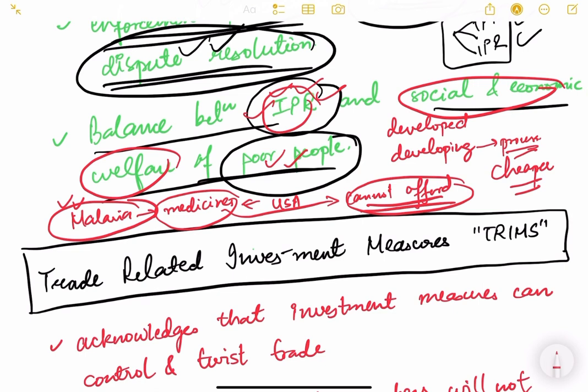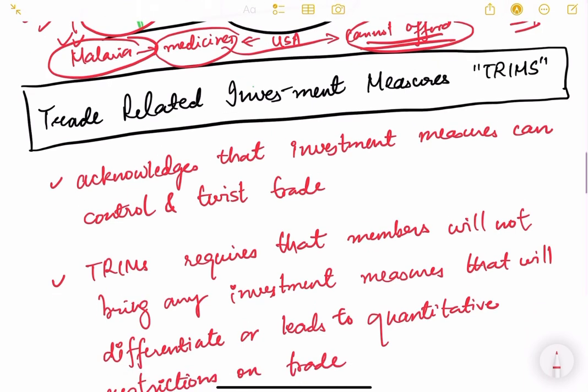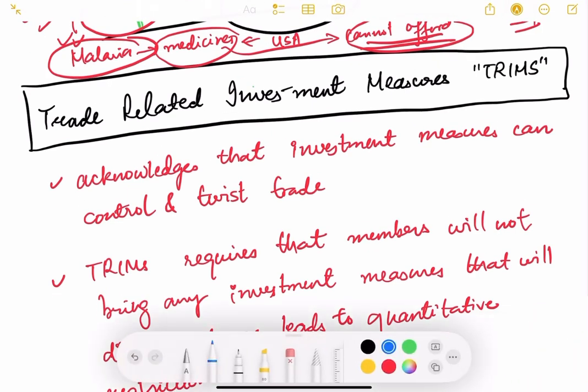So this is just an example, there can be other examples also like this. So we have to balance between IPR, intellectual property protection, and the socio-economic welfare of poor people. That is a very important point of TRIPS, and this is where the negotiations are happening about TRIPS. This is where the main contention is between the poor countries and the developed countries. This is where the main fight is actually.